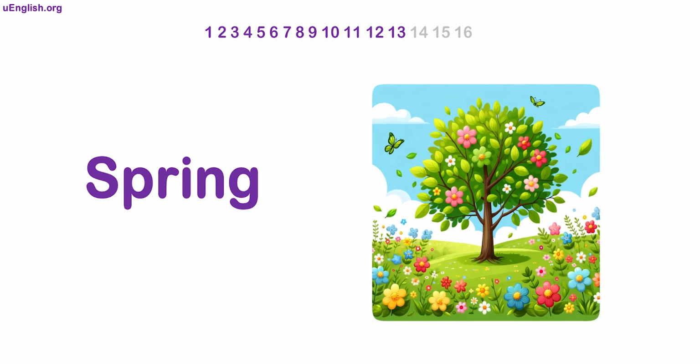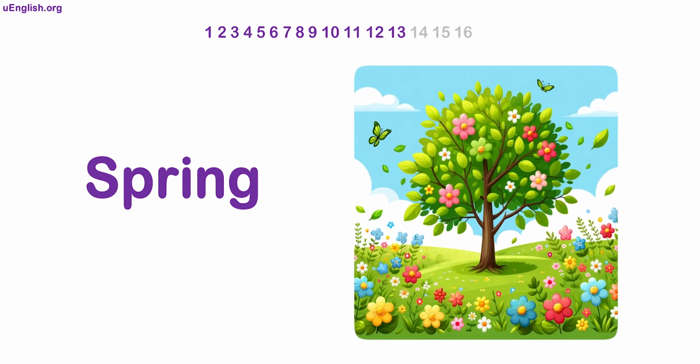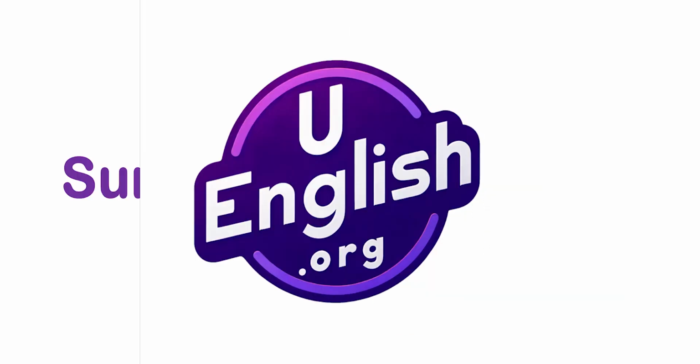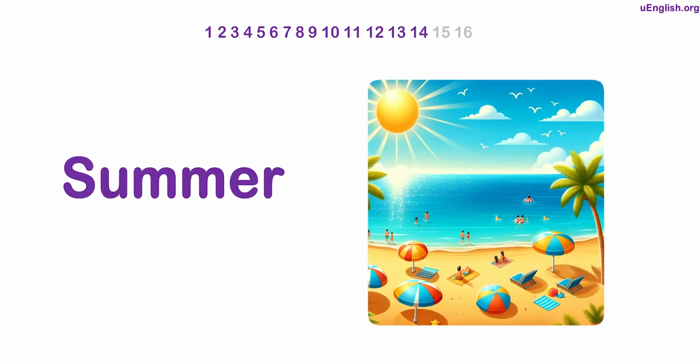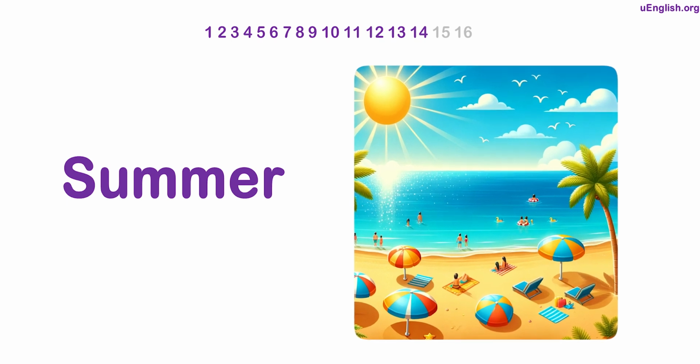Spring, the season after winter and before summer, when vegetation begins to appear in the Northern Hemisphere, usually extending from March to May. Spring. Summer, the warmest season of the year, in the Northern Hemisphere from June to August. Summer.